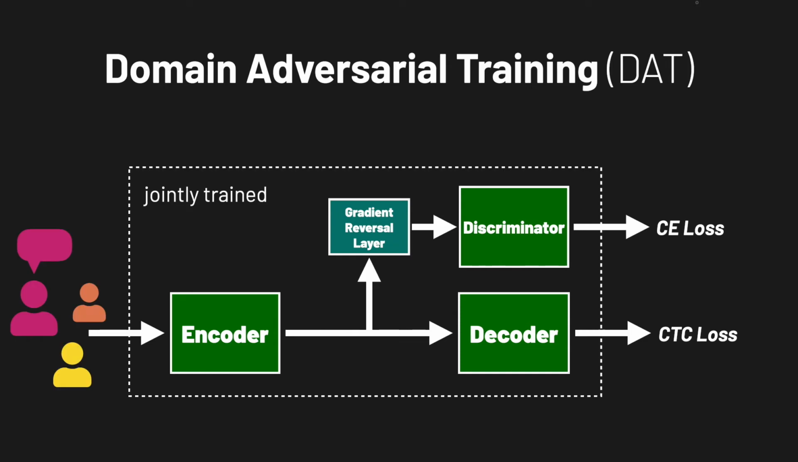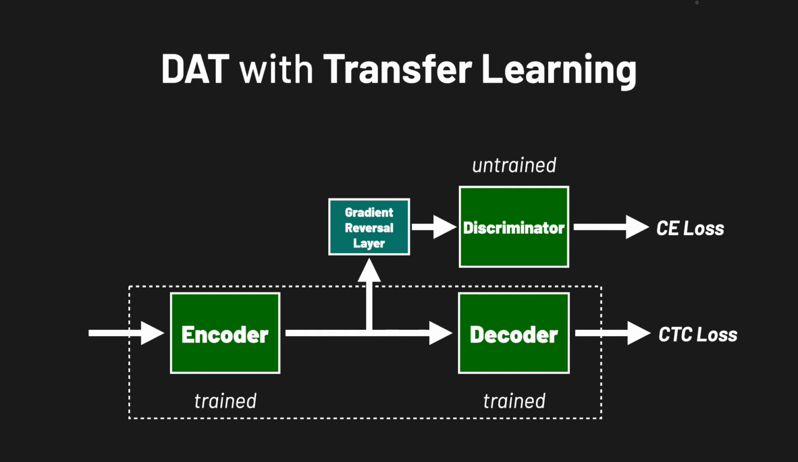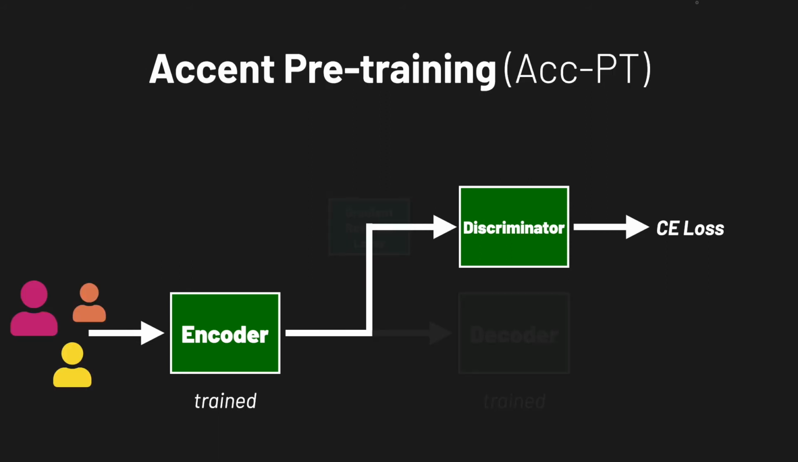Typically in DAT, all three parts are jointly trained, where the annotated speech is used in training with the CTC loss, and the unannotated speech with the accent labels is used to train the cross-entropy loss. However, this paradigm breaks down in the context of transfer learning. In this scenario, we start with a trained encoder and a trained decoder, whereas the discriminator is untrained. This can lead to spurious gradients being transmitted by the discriminator that would lead to suboptimal adversarial training.